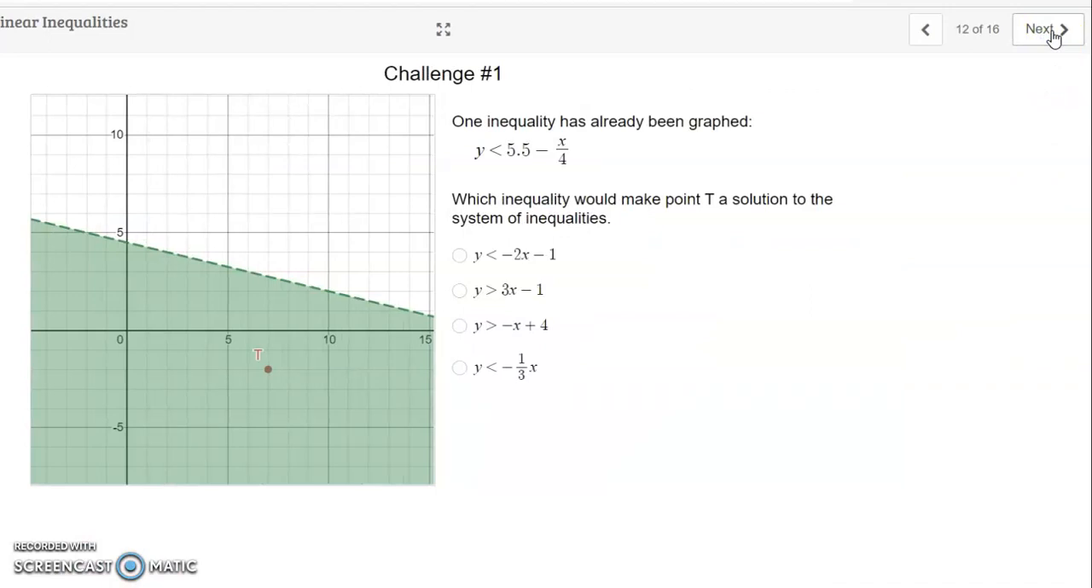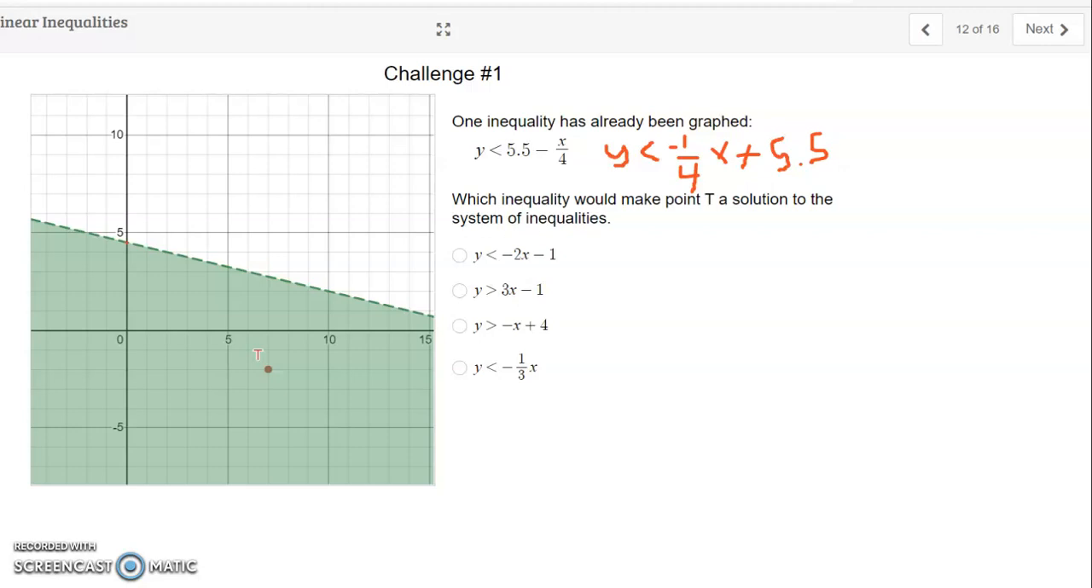So one inequality has already been graphed, so we have y is less than 5.5 minus x over 4. So that's the same thing as saying y is less than negative 1/4 x plus 5.5. Alright, so my y-intercept was going to be 5.5, and then my slope goes down 1 to the right 4.